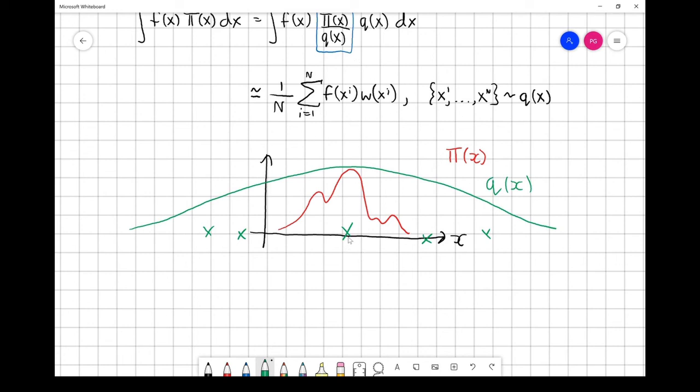In fact, the only sample that's landed in a good region, a high probability density region of the target, is this one. So this is the only one that will have a significant importance weight. Even though we've generated, in this case, just 5 samples, the Monte Carlo approximation will in reality only be using one of them. So the variance of this estimate could be very large, and you could get a very inaccurate estimate of this integral.